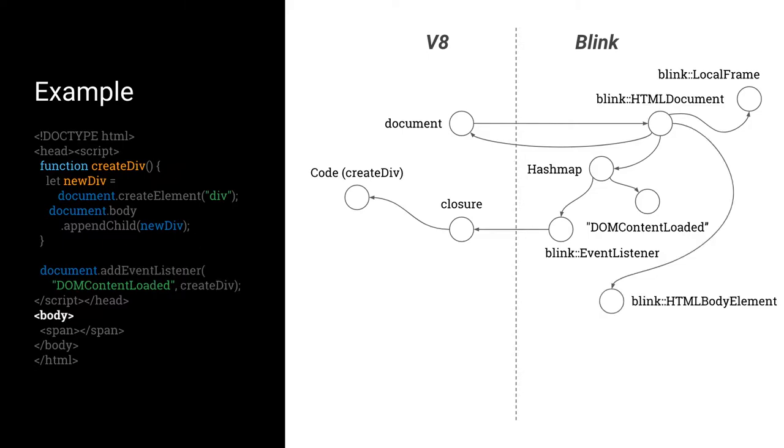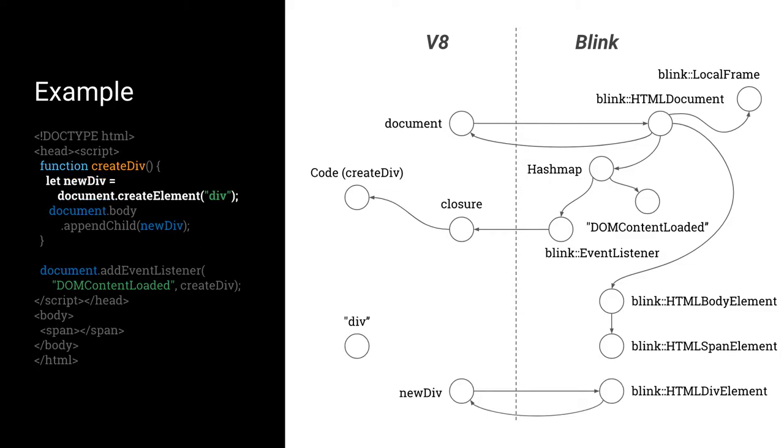Next thing is body element. No JavaScript involved, right? So just the body element DOM side. And we have a span. So now we are done with the first pass, right? So the document content loaded callback should actually fire. Let's do that. So we actually enter the closure. We create this new div element using the document create element accessor, actually function there. So we create this wrapper and wrappable pair on the V8 and Blink side.